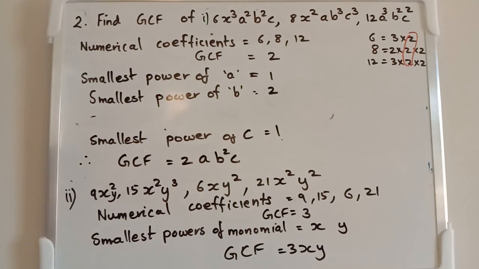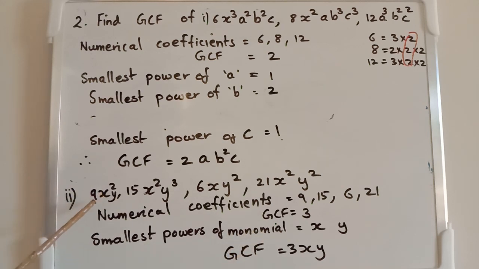Now another question. 9x square y, 15x square y cube, 6xy square, 21x square y square. What are the numerical coefficients? 9, 15, 6, 21. All are multiples of 3. 3 into 3, 3 into 5, 3 into 2 and 3 into 7. Which is the biggest one in that? 3. What's the smallest power of the monomials possible?